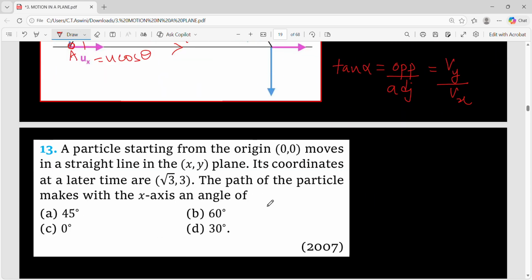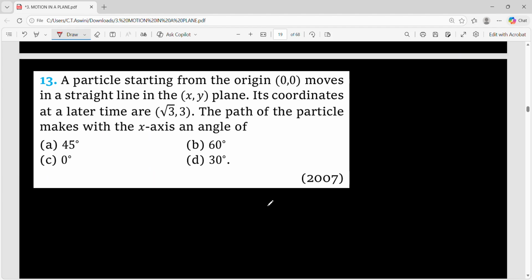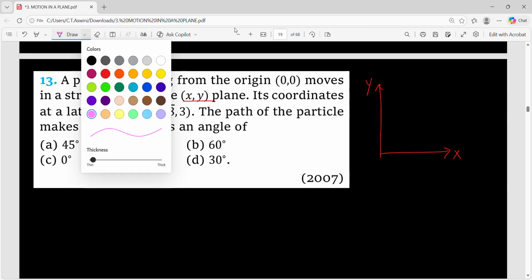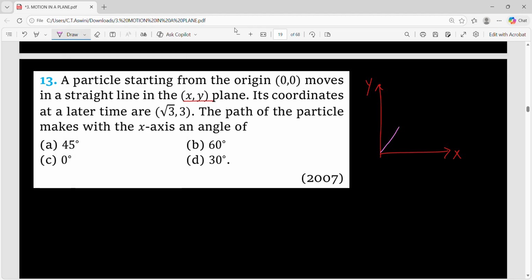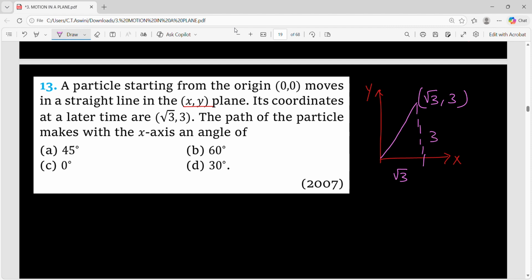Now shall we do some problems? A particle starting from the origin moves in a straight line in the xy plane. So let this be the xy plane. It was starting from the origin and moving in a straight line. So this is the case. Its coordinates at a later time, what are its coordinates after some time? Root 3 comma 3. What does it mean? That means along x it was covering root 3 and along y it was covering 3. x comma y, right? So x is root 3, y is 3.